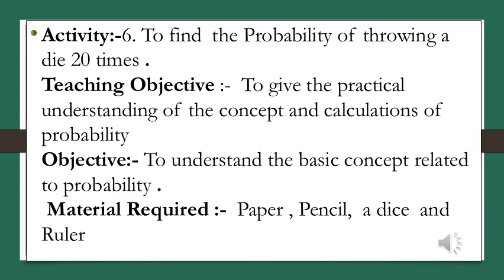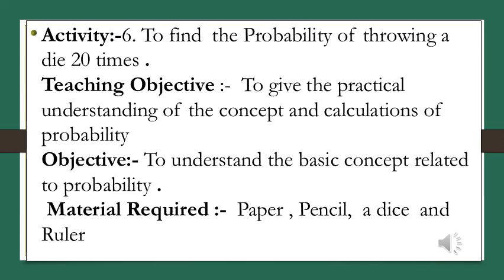Now here in today's activity, we have to find the probability of throwing a die 20 times. Dear students, if you do not have a die, you can prepare one. Take an eraser or any square cuboid shape. Then put the dots in such a way that the sum of the opposite faces should be 7. In this way you can prepare a die.